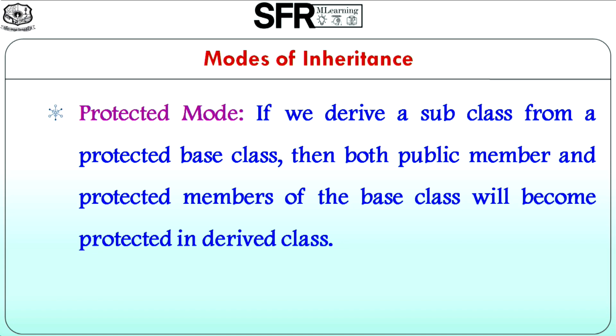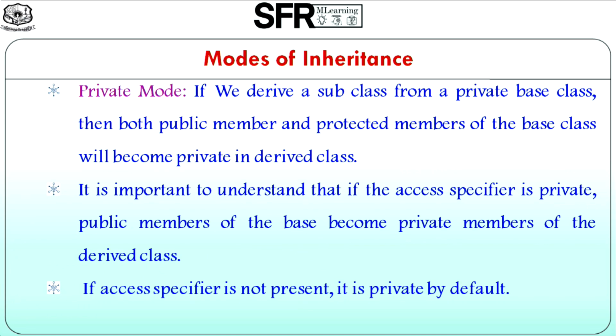In protected derivation, only the derived class from the base class can inherit the properties of the base class. In private mode, if we derive a subclass from a private base class, then both the public member and protected member of the base class will become private in the derived class. It is important to understand that if the access specifier is private, public members of the base become private members of the derived class. If the access specifier is not present, then it is private by default.